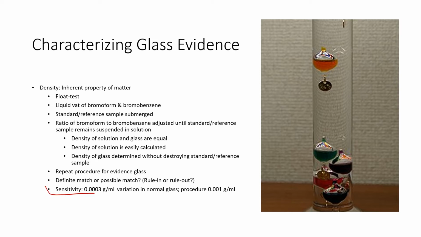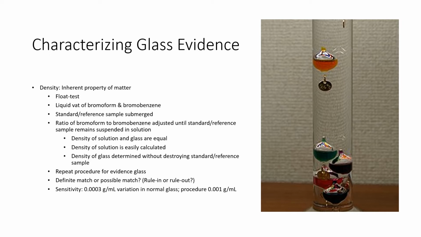The sensitivity, basically how precise this technique is, comes to within 0.0003 grams per milliliter variation in normal glass. That's enough so that normal variations between one pane of glass and another pane made by the same manufacturer or out of the same plant will still be ruled as basically the same thing.